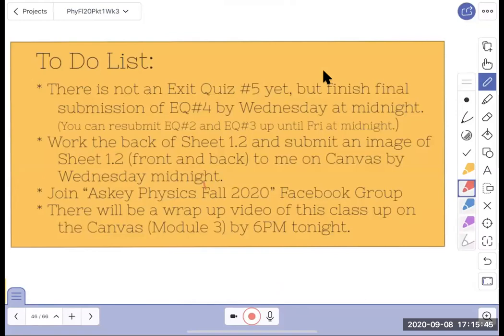There is no exit quiz 5, yay. But finish all the other quizzes. Finish the back of sheet 1.2 if you haven't already, and you're going to submit an image of that. That's going to be by Wednesday midnight, I'm saying here. Oh, I thought I was saying by Friday, but here I'm saying Wednesday midnight. Let me look at that. And I think I realized that it was so much due on Friday, I didn't want to make everything due in one day. So maybe it is tomorrow at midnight.